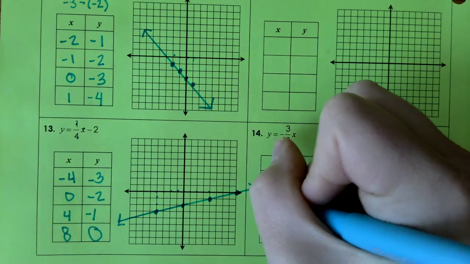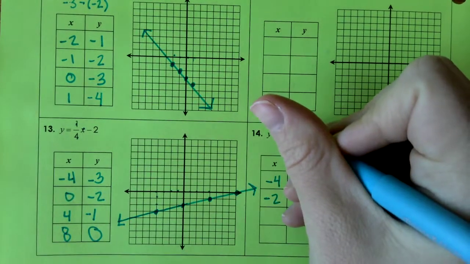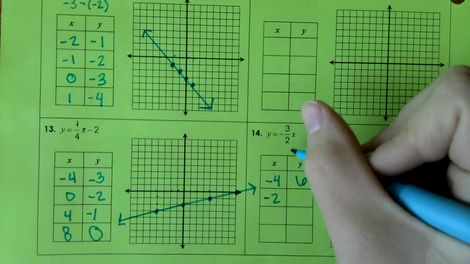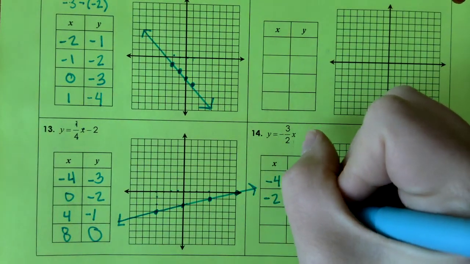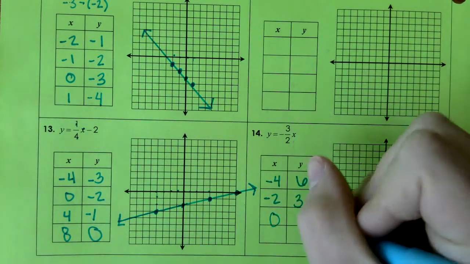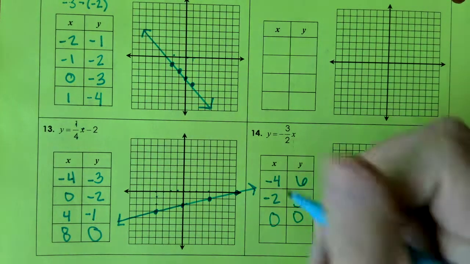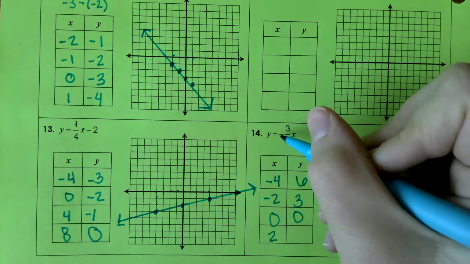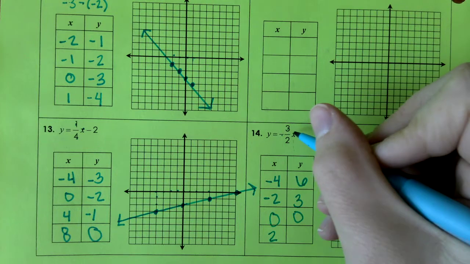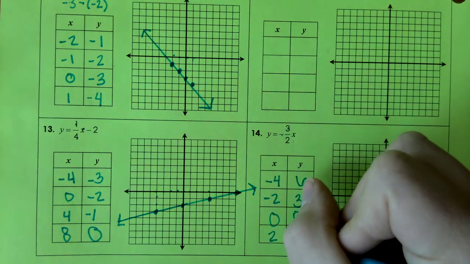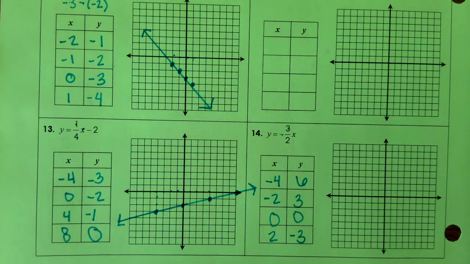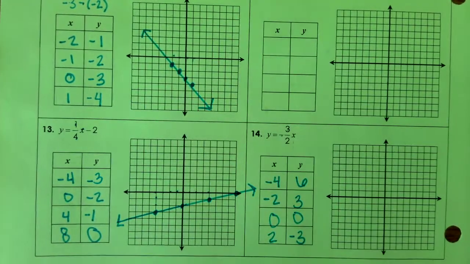Then I'm going to do -2 because -2 times -3 is going to give me 6. 6 divided by 2 is going to give me 3. 0 is really nice because anything times 0 is 0. And then I'm just going to do a +2 because -3 times +2 is -6. Divided by 2 is going to give me -3. So that's how you go ahead and do that one.